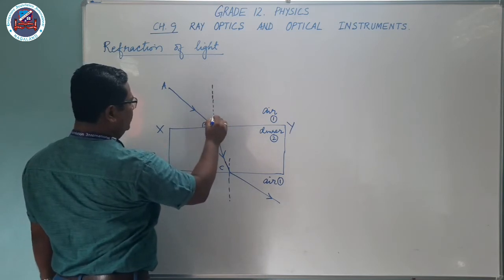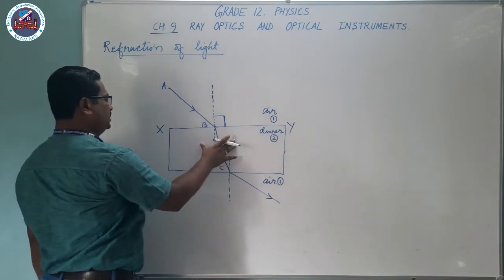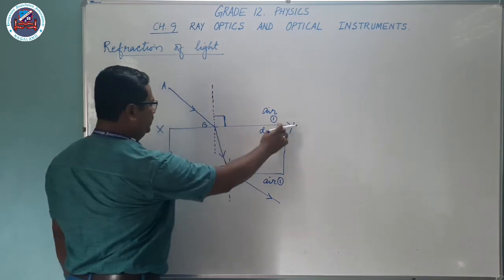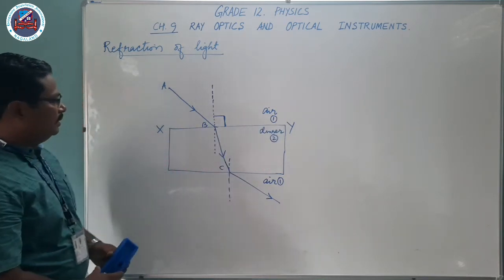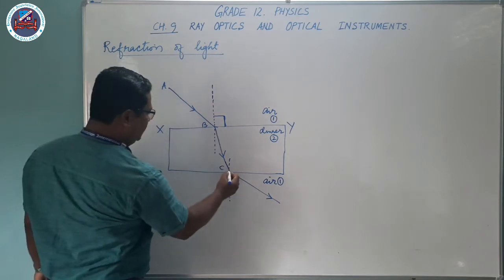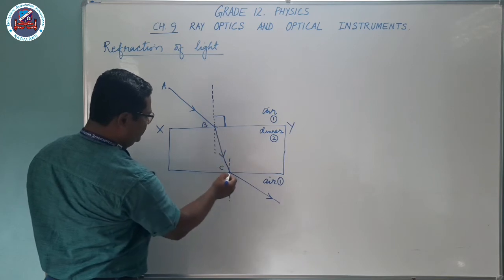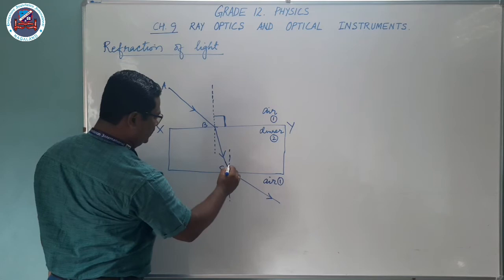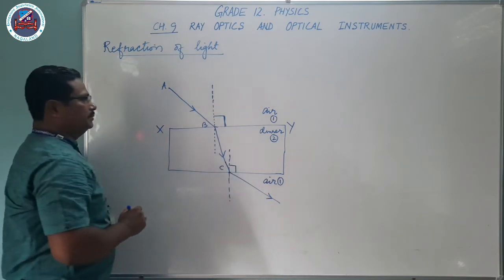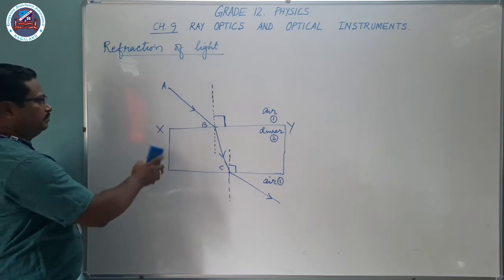Normal is a line that is drawn perpendicular to the interface or the surface. If I take this as glass, this is the interface XY, or we call it the surface of the glass XY. In the same way, where the ray comes and strikes here and the refracted ray leaves, you will draw the normal at that point, and it will always be perpendicular.